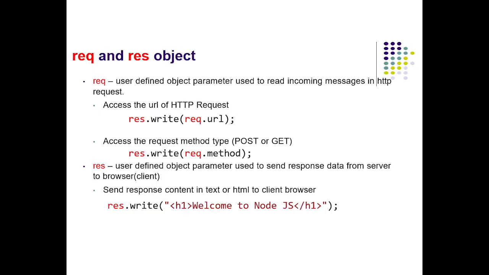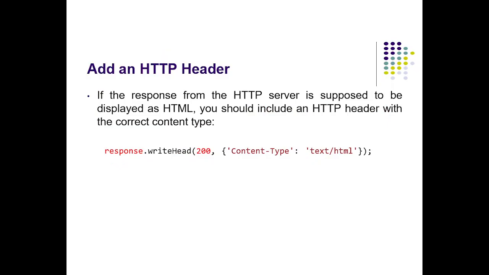If you are sending a response with content as text or HTML to the client browser, as you can see below, the text is given as a res.write with the header tag. To add an HTTP header, as you can see, the response from the HTTP server is displayed in HTML. You can include the HTTP header with the correct content type. As you can see, in res.writeHead the size and the content type are mentioned with the text.